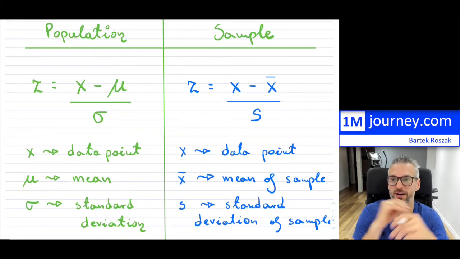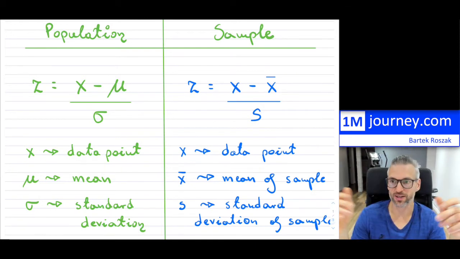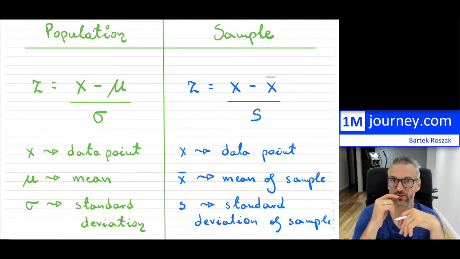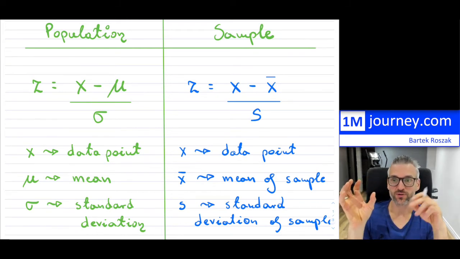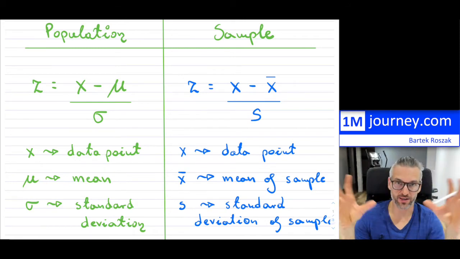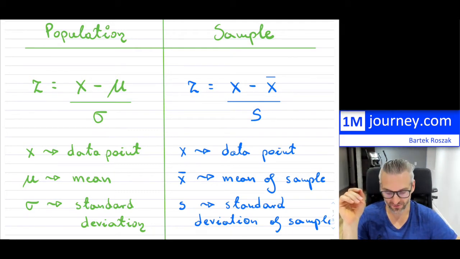Now, if you have a population, meaning your data set for your population, then z-scores are simply defined, by the way, for just one individual data point, a datum. So you take one data point, subtract the mean of the entire data set, or your population, and then divide by your standard deviation. That is for the population.